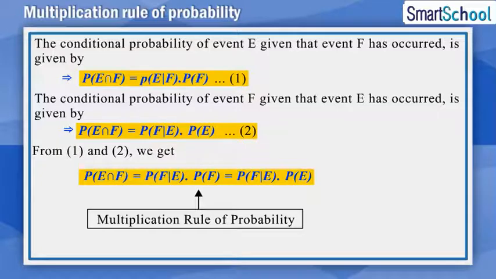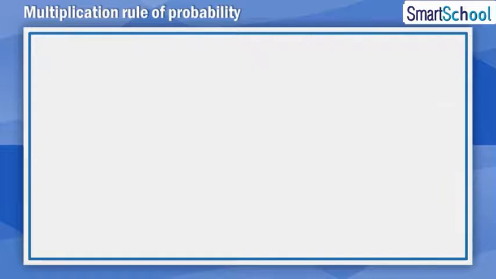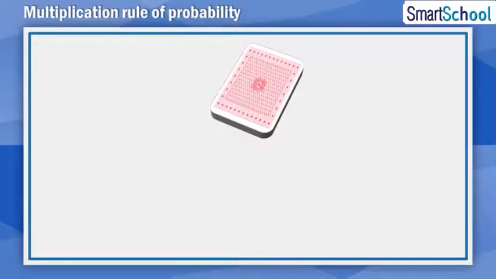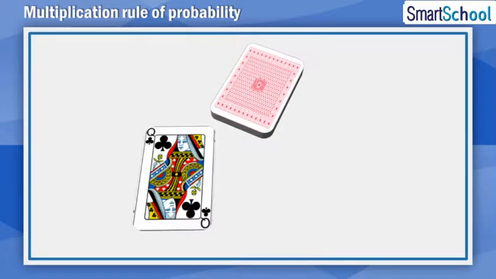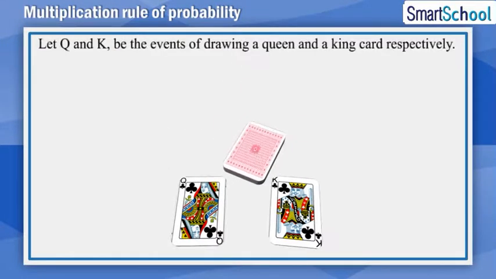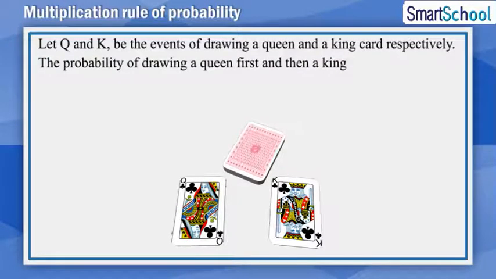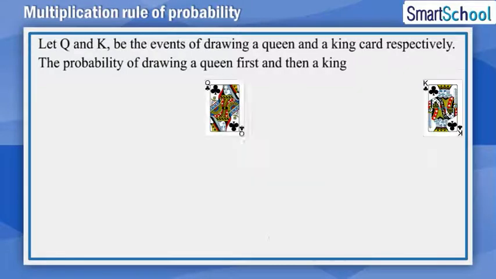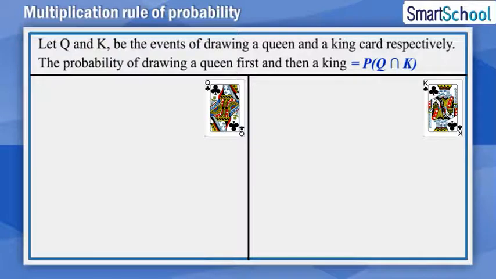This is called the multiplication rule of probability. Now let's look at an example. Consider a pack of cards. 2 cards are drawn one after the other without replacing the first card back into the pack. Suppose the first card drawn from the pack is a queen and the second card drawn is a king. Then what would be the probability of the event? Let Q and K be the events of drawing a queen and a king card respectively. As we need to find the probability of drawing 2 cards one after the other without replacement, we have to find the probability of Q intersection K.